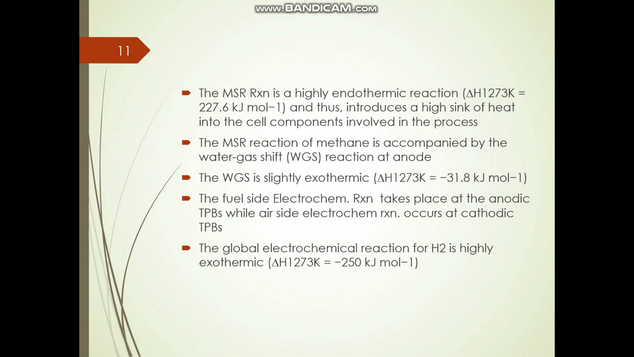Talking about enthalpies of these reactions, the steam reforming reaction is highly endothermic. As can be seen, its enthalpy at 1000 degrees Celsius is about 227.6 kilojoule per mole, and hence it acts as a sink of heat in the fuel cell. The other two reactions are exothermic. The corresponding values are: for the water gas shift reaction, minus 31.8 kilojoule per mole, and for the global electrochemical reaction at 1000 degrees Celsius, minus 250 kilojoule per mole.